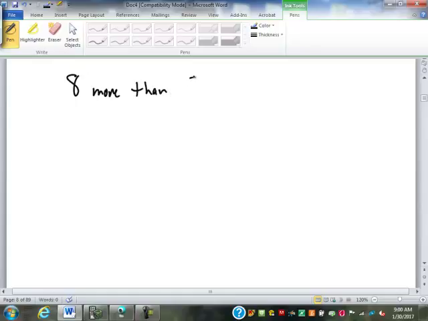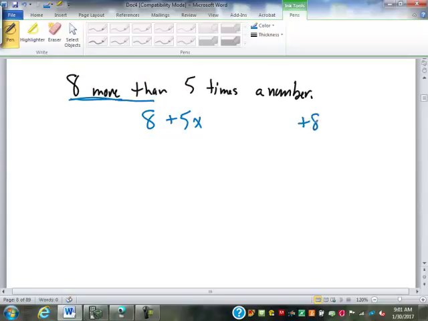8 more than 5 times a number. What's that going to look like? Let's take it each. Go ahead. 8 plus 5x works. There's another way it could have been written as well. 8 more than means 8 plus or 8 added to something. Could have been written as 5x plus 8. Both of those would be correct answers for this.